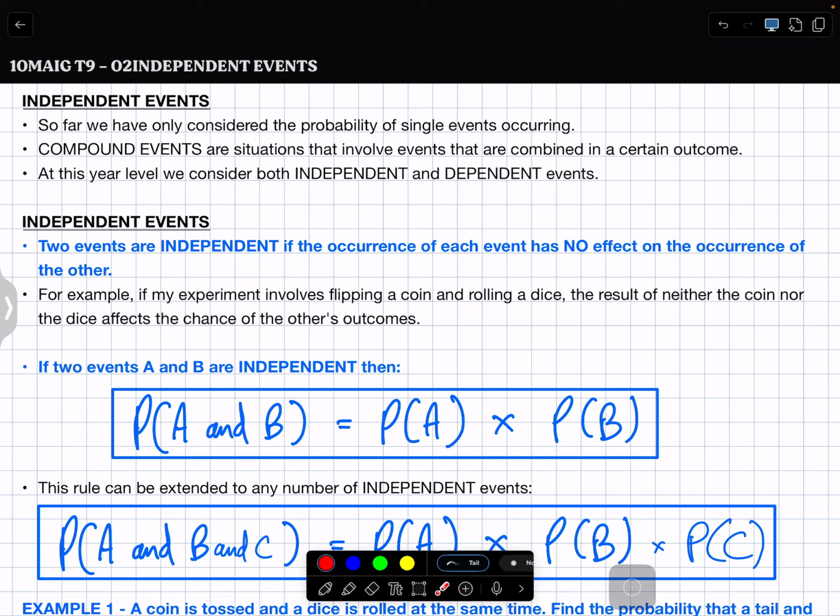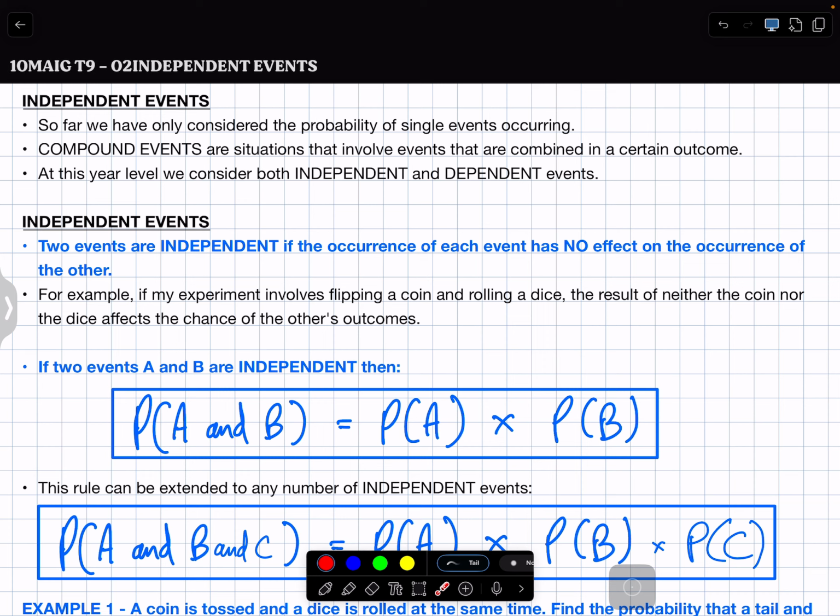So today's lesson is about the idea of independent events. So far we've only considered the probability of a single event occurring. What is a compound event? It's a situation that involves events that combine to get a certain outcome. At this year level, we consider both independent and dependent events.